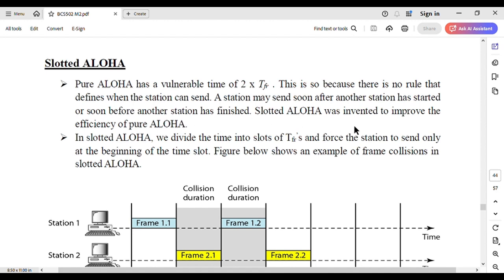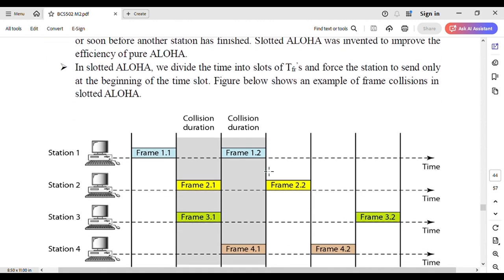So slotted Aloha was invented to improve the efficiency of pure Aloha. Pure Aloha has drawbacks and problems, and to overcome them, the concept of slotted Aloha is introduced. In slotted Aloha, we divide the time into slots of Tfr and force the station to send only at the beginning of the time slot.